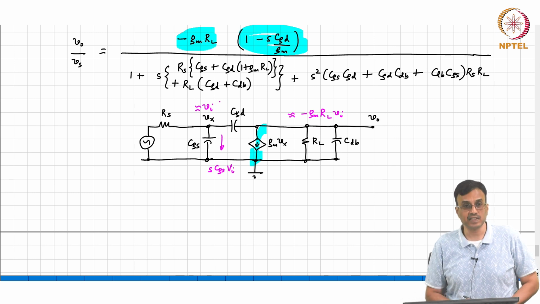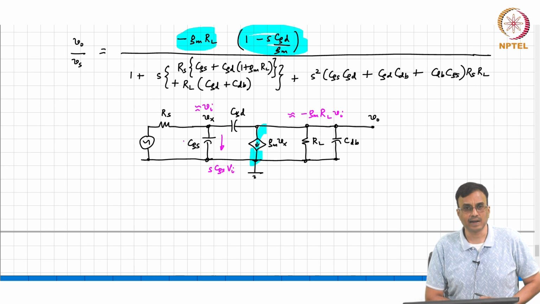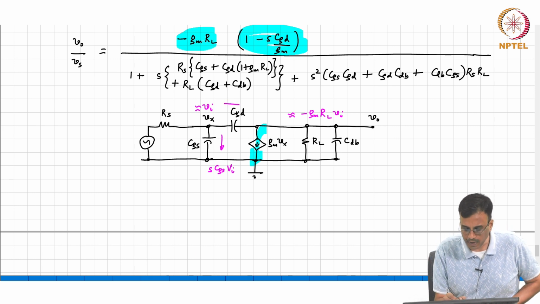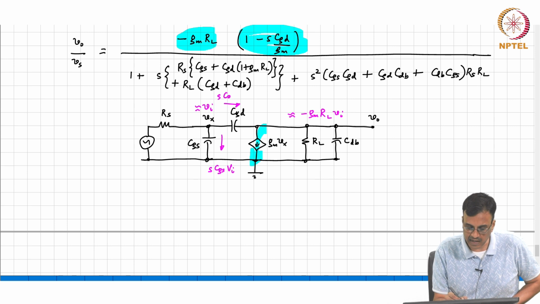What is the voltage across CGD? Yeah, it's 1 plus GMRL times Vi. So, what comment can you make about the current through CGD? It's S CGD times 1 plus GMRL times Vi.